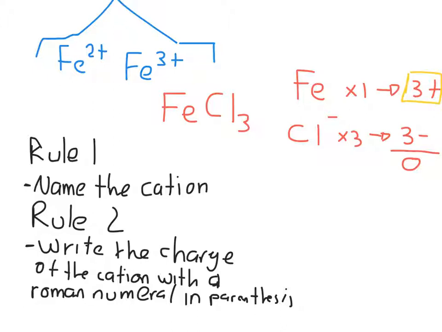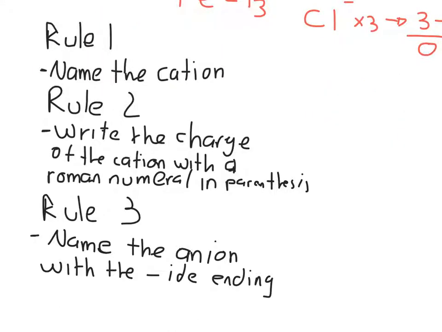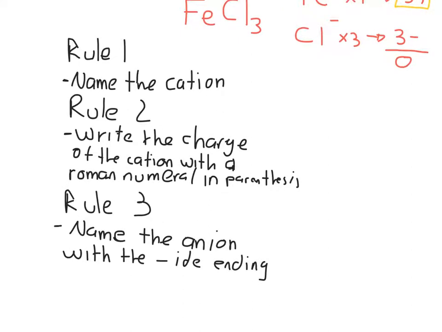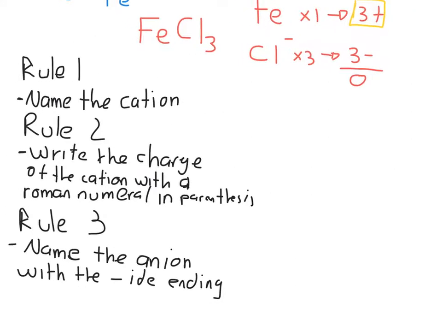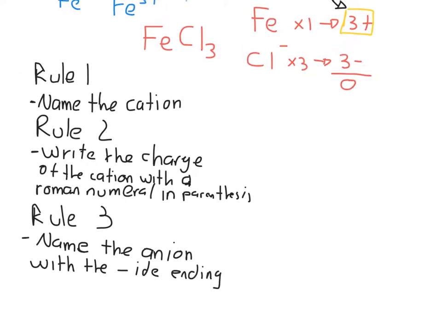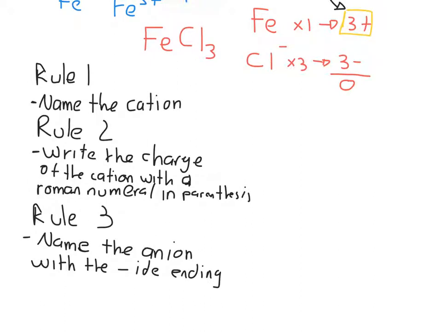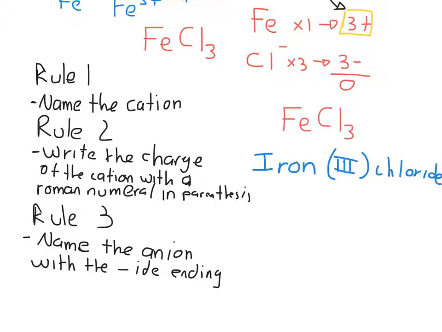Now, we have 3 rules. Rule 1 is naming the cation, rule 2 is to write the charge of the cation with a Roman numeral in parentheses, and rule number 3 is to name the anion with the -ide ending. Now, when we write the name, we have to be sure about the charge. That's really important.